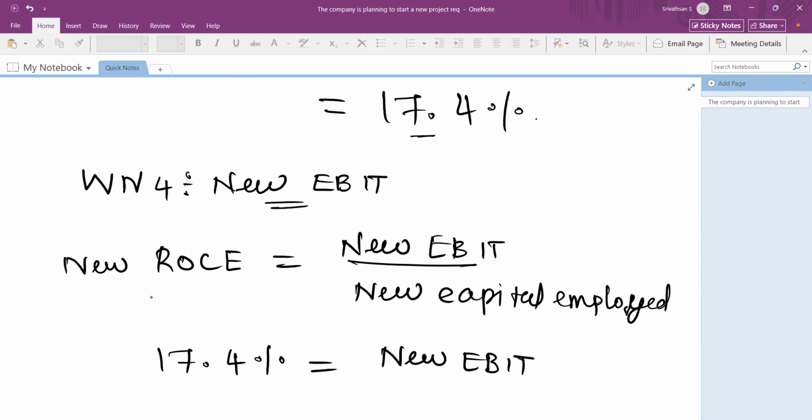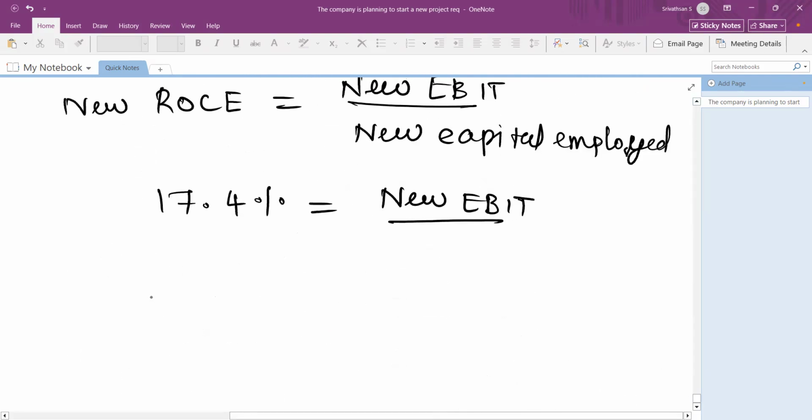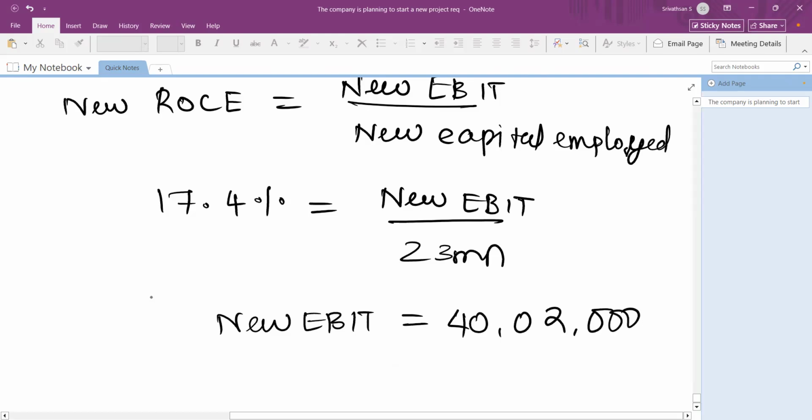What is the new capital employed? The company already has an existing capital employed of 20 million. On top of that, we are going to employ an additional capital of 3 million rupees. So the new capital employed will be 23 million. So new EBIT is equal to 17.4% of 23 million. So 23 million into 17.4 by 100, we get 40 lakh 2,000. 40 lakh 2,000 is the new EBIT of the company.